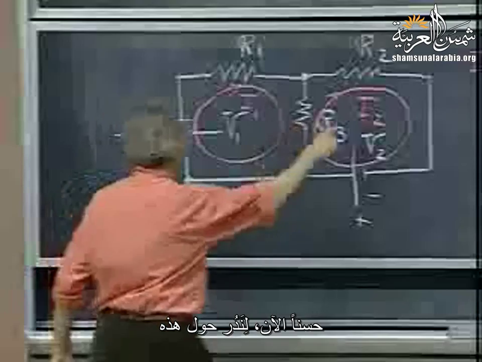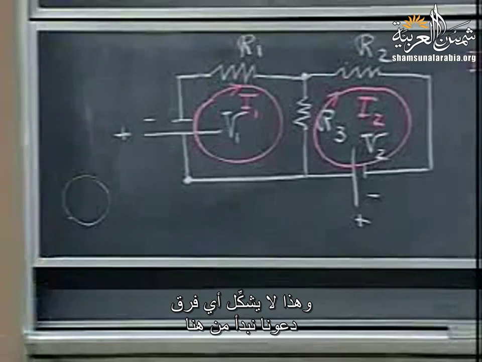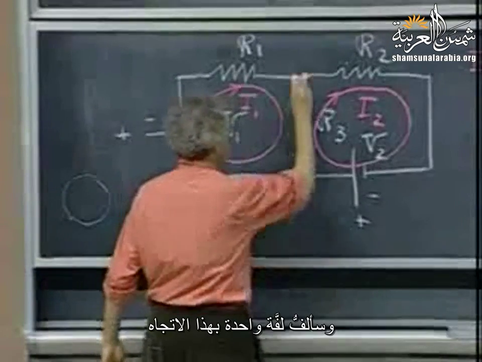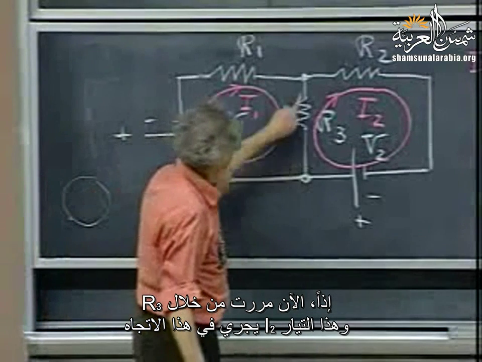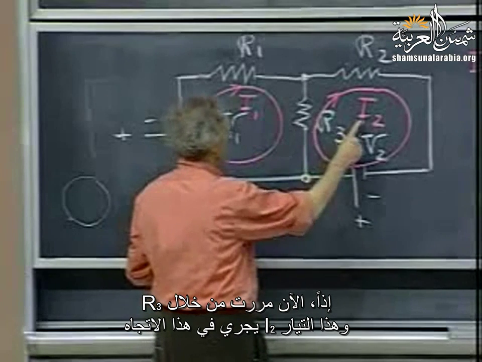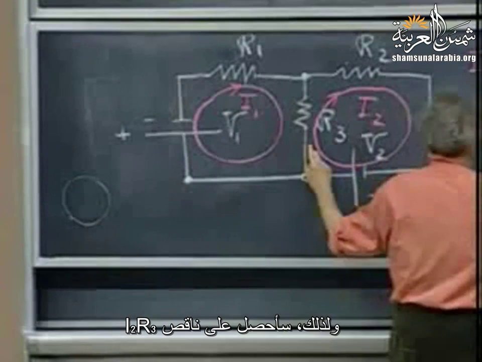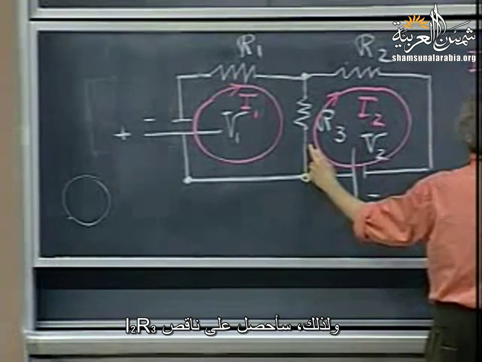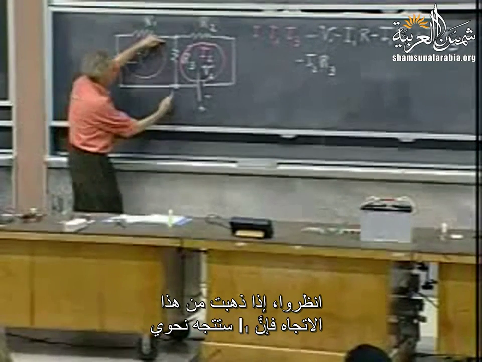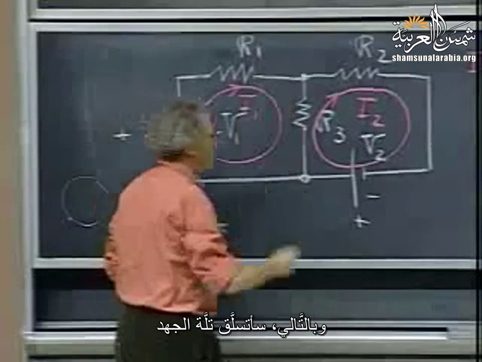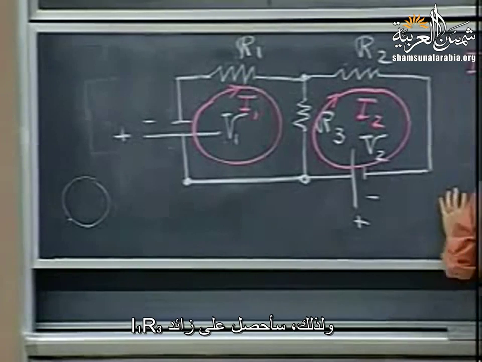So now let's go around this one. We can go clockwise, we can go counterclockwise, makes no difference. Let's start here, and I go in this direction once around. So now I go through R3, and this current I2 is running in this direction, so I go down in potential. So I get minus I2 times R3. But current I1 is coming towards me. If I go in this direction, I1 is coming towards me, so I climb up the potential hill. So I get plus I1 times R3.